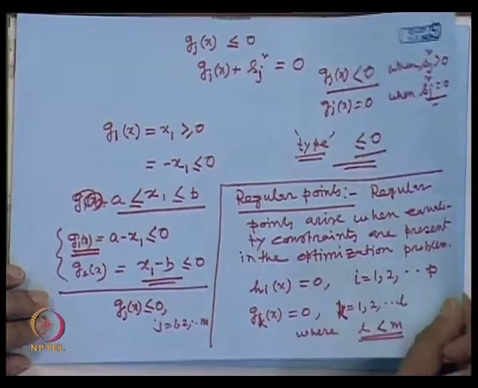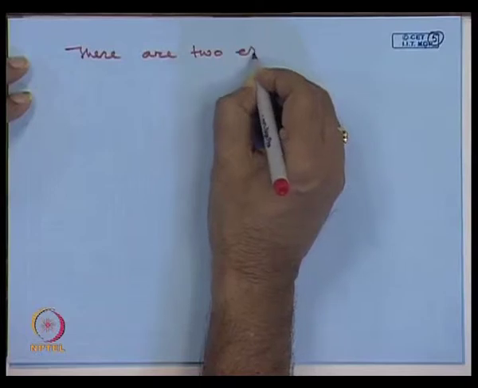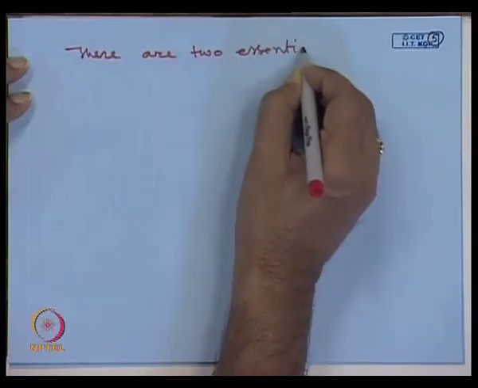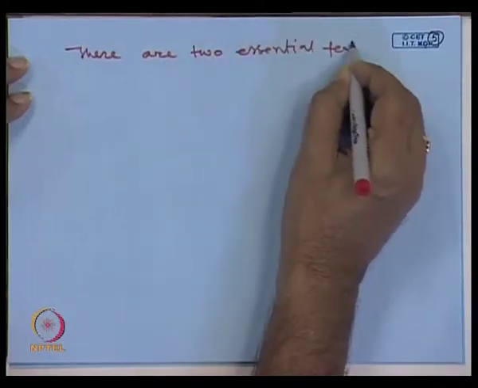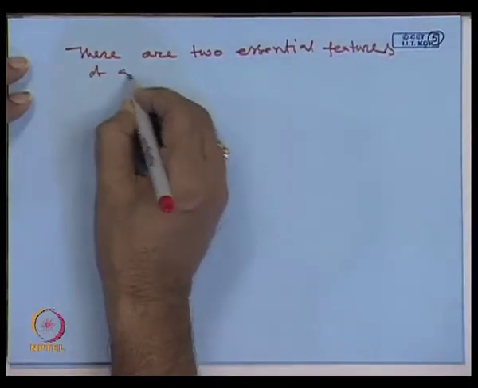So, now what is this? Whatever I just mentioned, I will write it down. There are two essential features of a regular point.